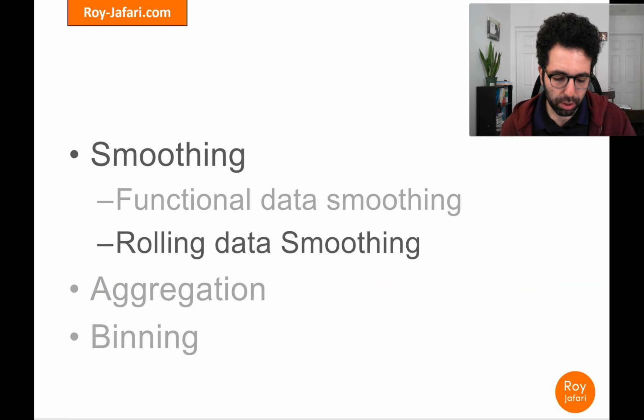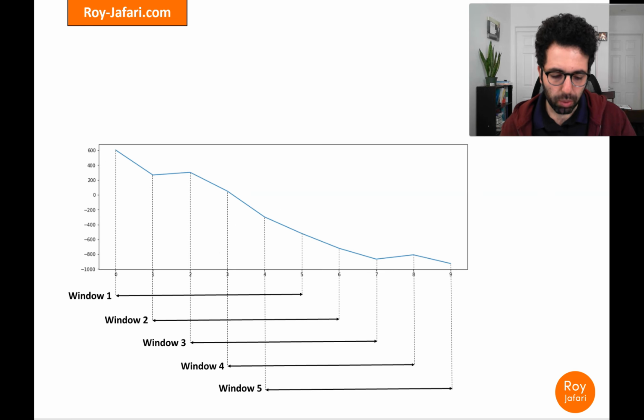How about rolling data smoothing? While for functional data smoothing we use a function, with rolling data smoothing we use the data itself to go about smoothing. And the way we do that, we do something called a windows rolling calculation. So first we consider the first, for instance, if our window length is 5, right? Our window is 5.